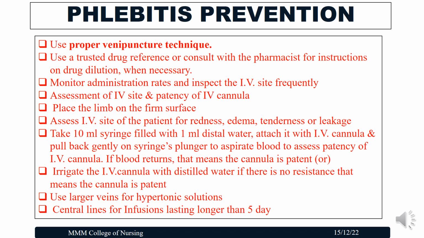So we should keep assessing the patency of the IV cannula. If blood returns, it means the cannula is patent. Then irrigate the IV cannula with distilled water. When we are administering, if there is no resistance, it indicates the cannula is patent. So these are the two methods by which we can assess the patency of the cannula.